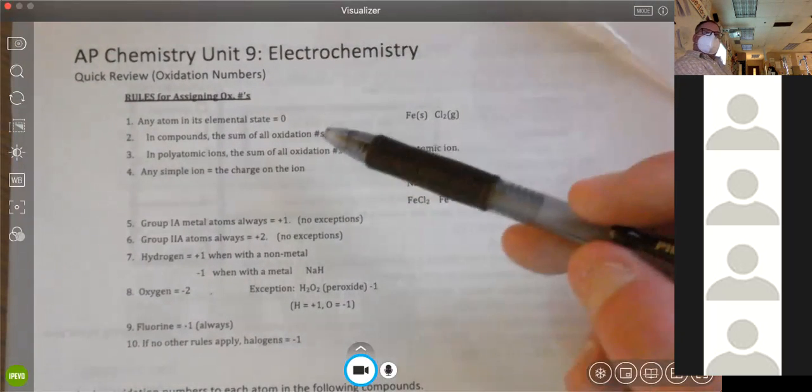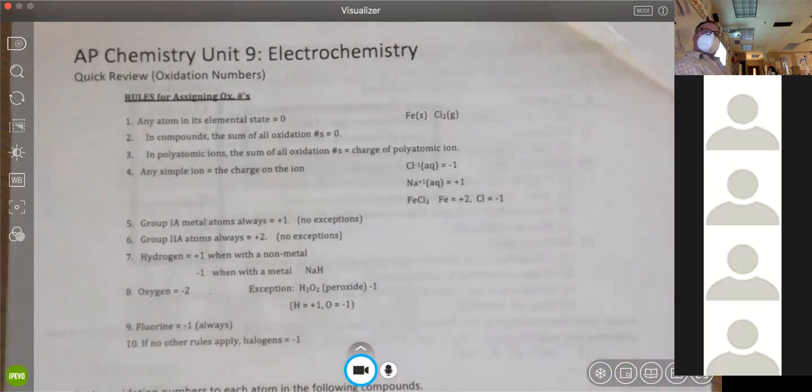If we take a look, all of this beginning part is basically the same rule. Everything has to add up to its overall charge. So, for example, if I have zinc metal, its charge is 0. So the oxidation number for that zinc would be 0.